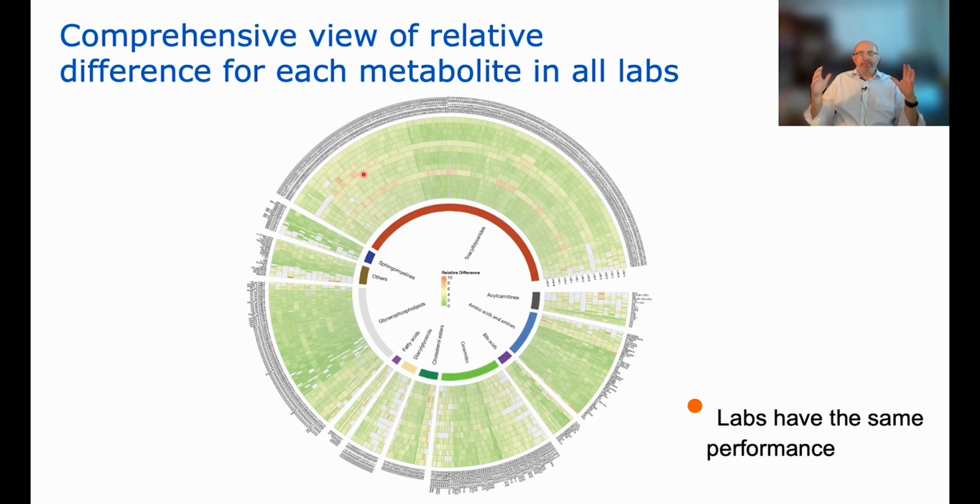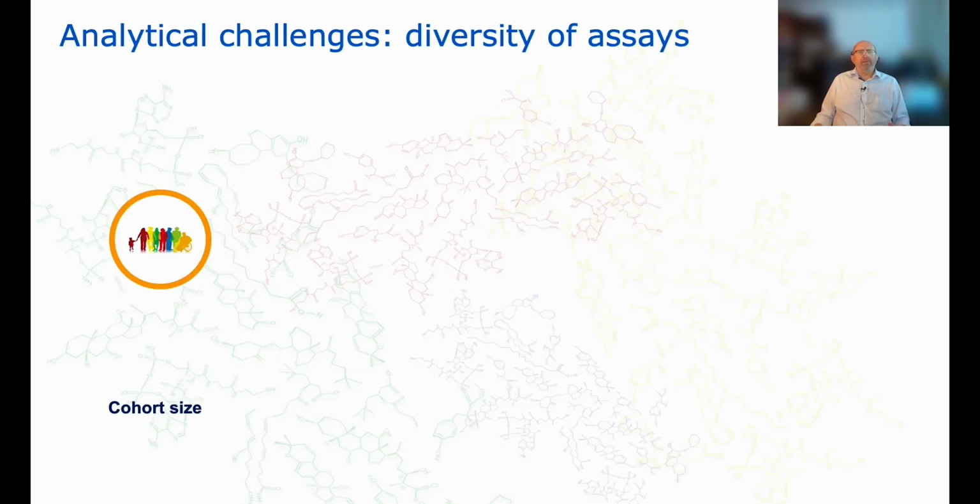But looking at this picture, this is a global view, and you can zoom in and compare different laboratories, different metabolites. You can easily see that the laboratories have the same performance, and if there are issues with a single metabolite somewhere here, all laboratories have the same problem. So we learned what are the advantages and what are the limits of the assay when handling it in different laboratories. Now, let us go back and look at the concept of measurement in large cohorts.